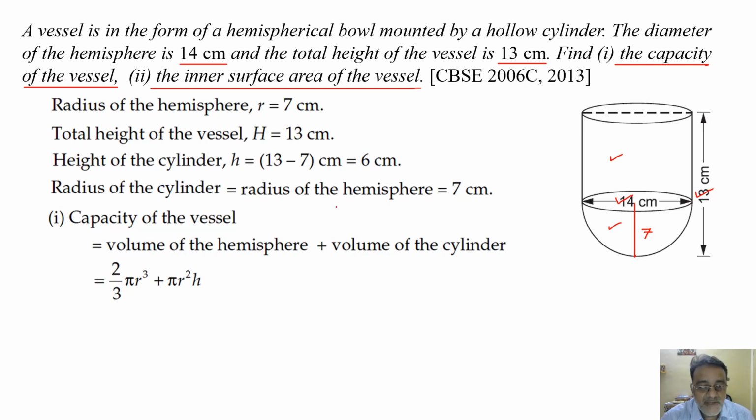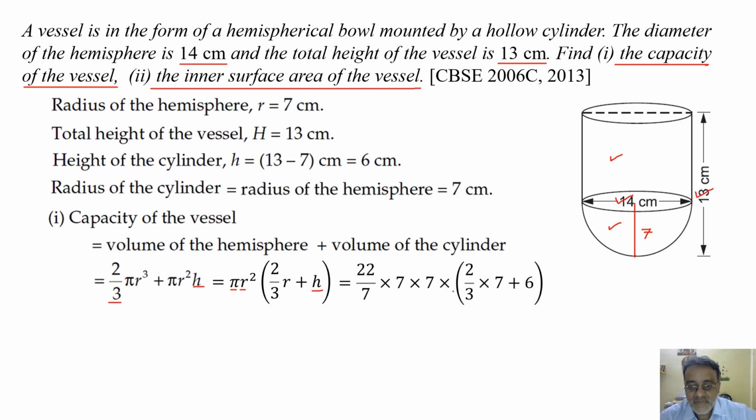So यहाँ पे 2/3 r बचेगा और यहाँ पे h बचेगा, right? So now we will substitute the value of pi, r and h. Pi is 22 by 7, r is 7, and h is 6, right? 7 is cancelled, and here we are getting 14 plus 18 by 3 if we take LCM.